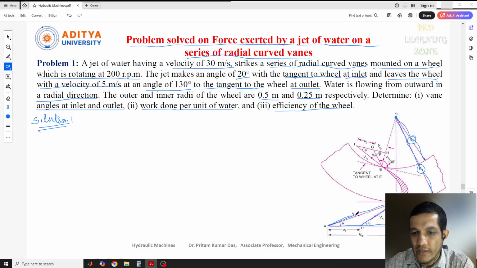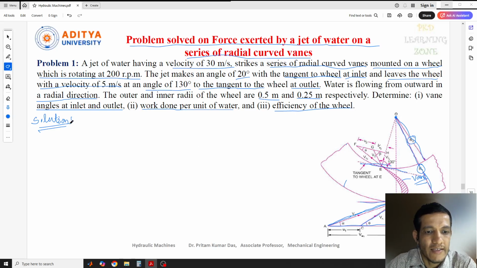This is the velocity which is striking the vane, and this is the vane, and this is the wheel. The tangent to the wheel at the outlet condition is this one, and this is the tangent to the wheel at the inlet condition. And this is the outlet triangle. This velocity triangle we have already discussed many times in our previous lectures. So here we'll just solve the problem.